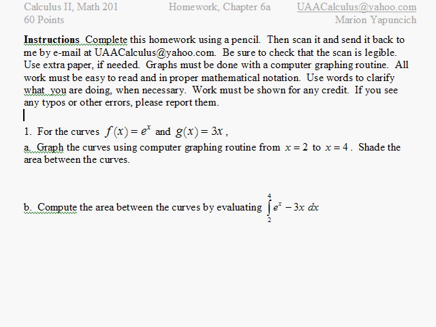So this is exactly the problem that I showed earlier on the slides for the lecture. I'm going to go ahead and do most of this problem just to show you what I expect. The first thing is to graph the curves using a computer graphing routine. You can use any one you want. I'm going to demonstrate using DPlot. If you want to use DPlot, just let me know, and I'll let you have access to the license for the semester.